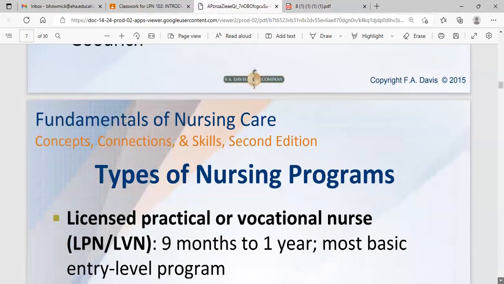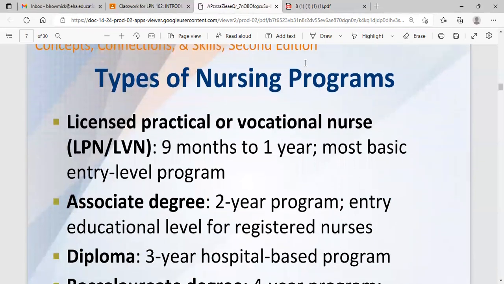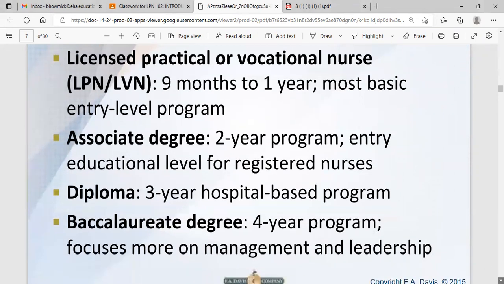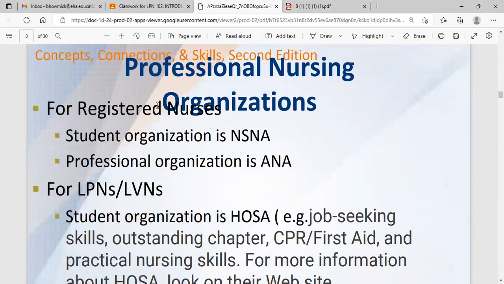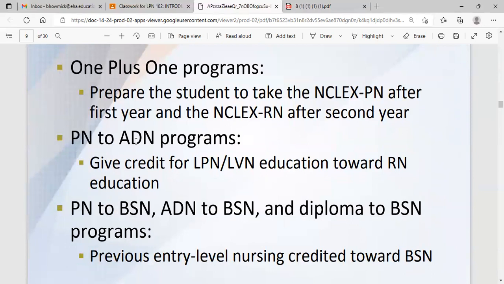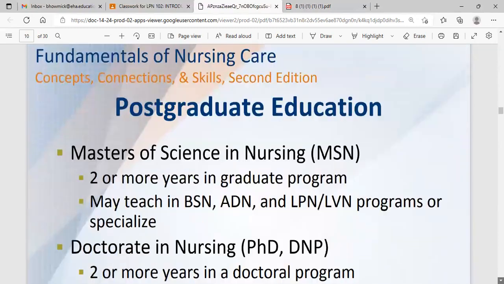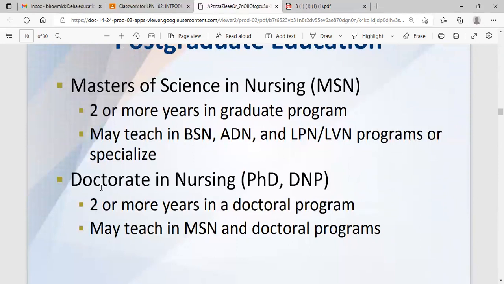Let me go next. Here are the types of nursing programs. A few nursing programs like licensed practical nurse, also called vocational nurse, associate degree of nursing, then diploma program and bachelor degree programs, right? Also for registered nurse, we call RN, and LPN, also LPN to ASN program, LPN to BSN, ADN, or ADN to BSN, diploma to BSN program, and also Master of Science program, shortly called MSN, and Doctorate of Nursing, which is PhD or DNP.